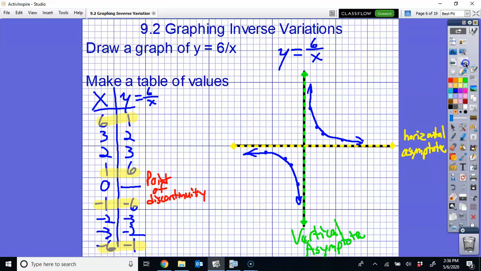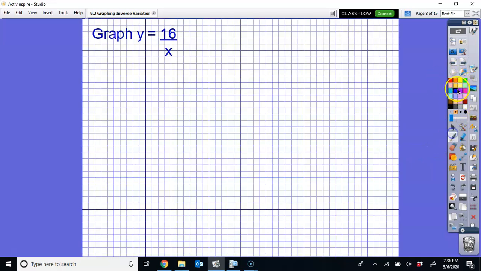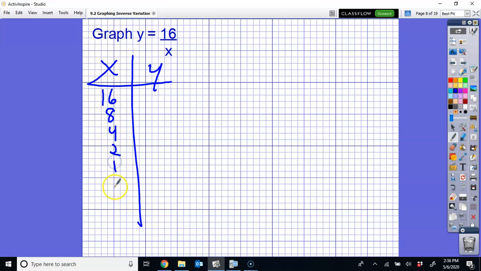number on the top. So, if it was 16 over x, notice that my points for my table of values could include things like 16 and 8 and 4 and 2 and 1 and then -1 and -2, -4, -8, -16. I could have a bunch of points, but some of these are going to be really quick because 16 divided by 1 is going to be 16. 16 divided by 16 is going to be 1, and then there's going to be the negative versions of those. Again, 4 points always, really quickly.